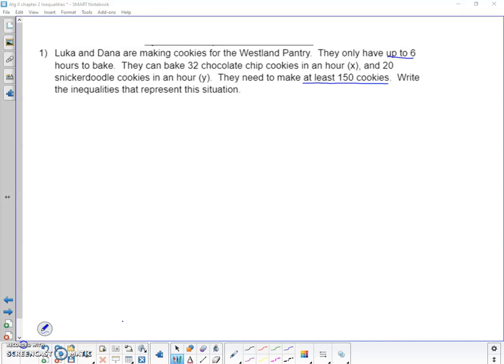All right, so we have up to 6 hours to bake. Okay, does that mean it's going to be greater than or less than 6? Less than, right? Or equal. Okay, so we know we have an equation that's going to end in less than or equal to 6. All right, we've got 2 types of cookies. Okay, each one of those I can make so many in an hour, right?